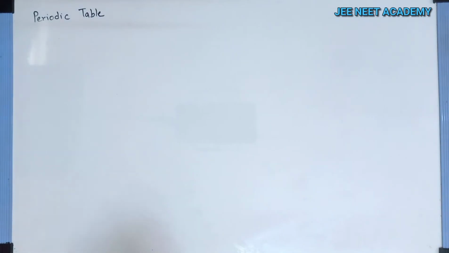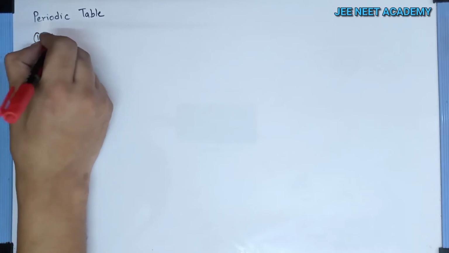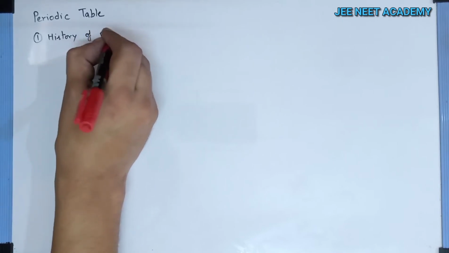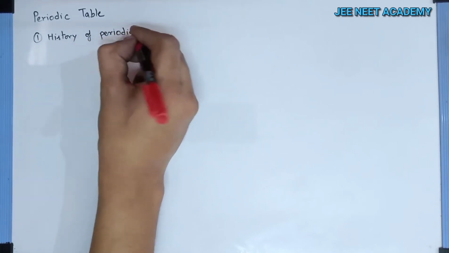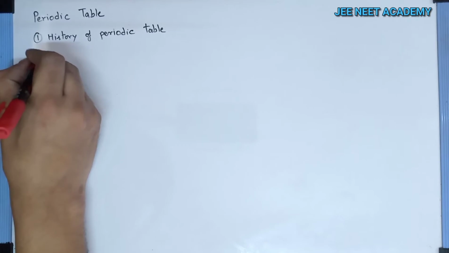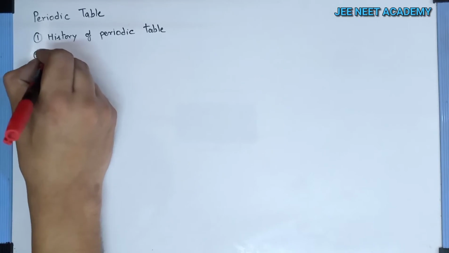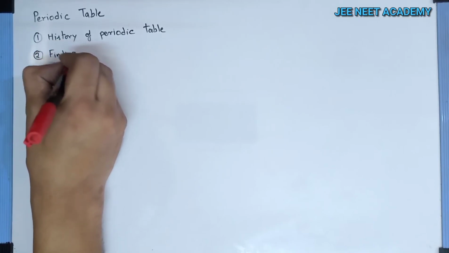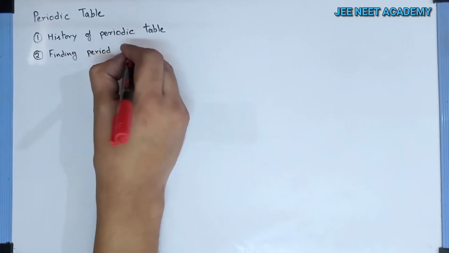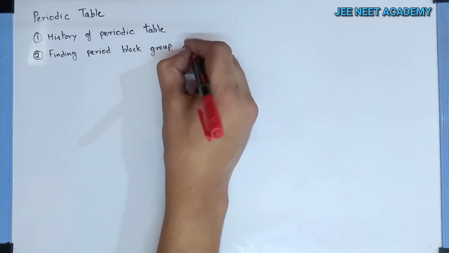In this topic, total 7 subtopics are there. First one is history of periodic table. Then second topic is finding period, block, group of an element.